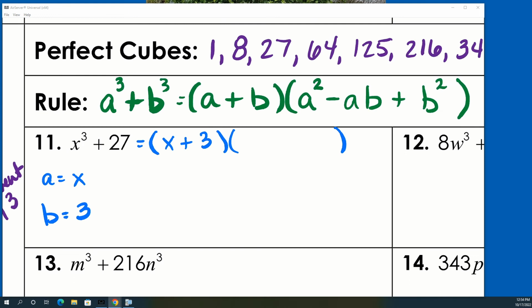Right, then I'm going to square a, so that's x squared. I'm going to change the sign, so it's going to be minus. Then I'm going to multiply these together. So when you multiply a times b, it's going to be 3x. And then the last sign is always a plus. And then I'm going to square 3. What's 3 squared? 9. And that's it.